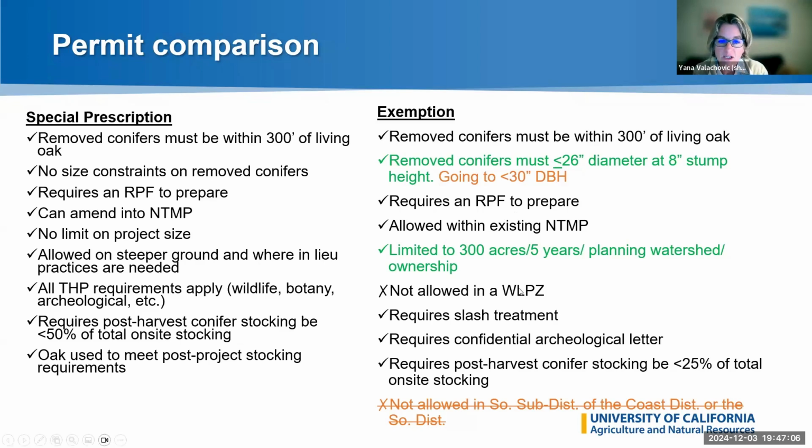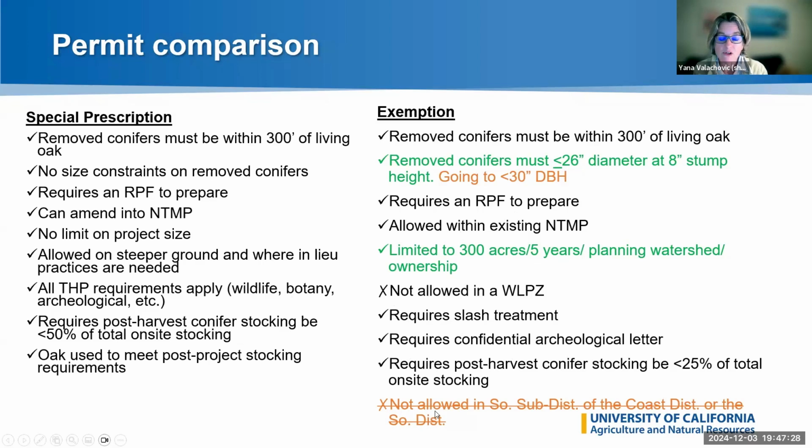It's still limited to 300 acres per 5 years in a planning watershed, but it's per ownership, so it can be bundled with other neighbors. You still can't do it in watercourse protection zones. So there's some issue because you do see the conifers landing in those streamside areas. It requires a lot of the typical stuff.